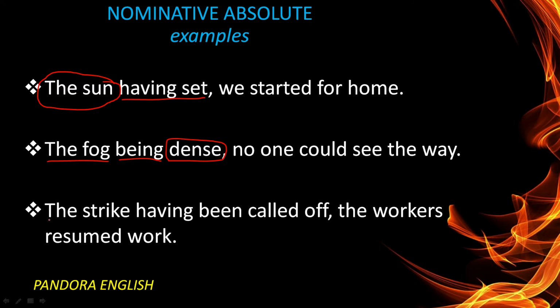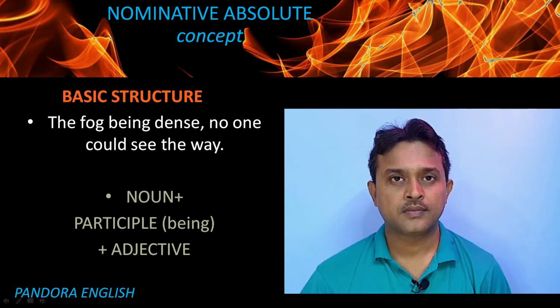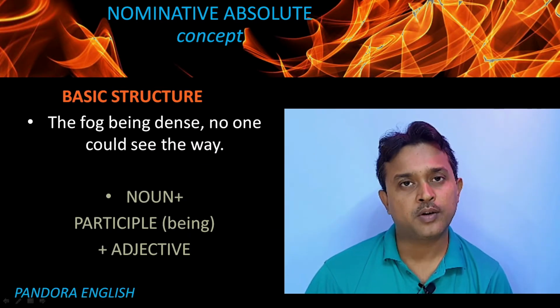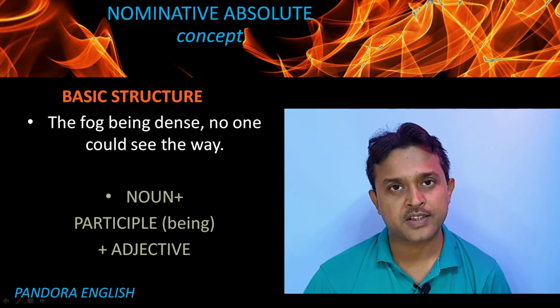The strike is the noun, having been called off is a perfect participle in the passive. The perfect participle in the passive voice modifies the noun the strike. The strike having been called off forms an absolute construction here. Now let us try to understand the basic structure of a nominative absolute through some examples.